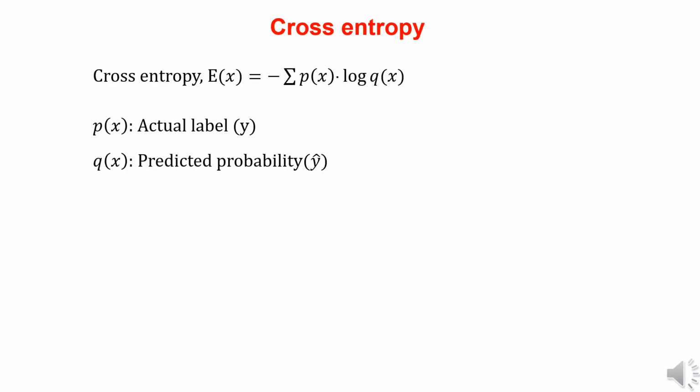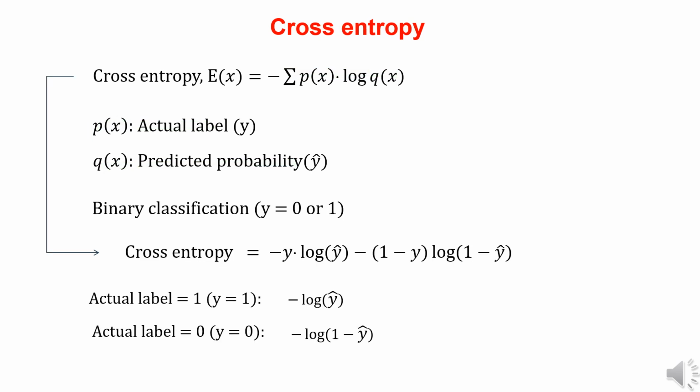Cross-entropy is a metric that measures the difference between two probability distributions. It is commonly used as a loss function in classification problems to evaluate the difference between the actual labels and the model's predicted probabilities. The cross-entropy between the actual label P and the predicted probability Q from the model is defined as the negative logarithm of the predicted probability for the correct class.